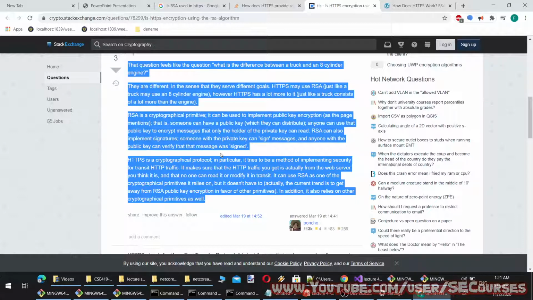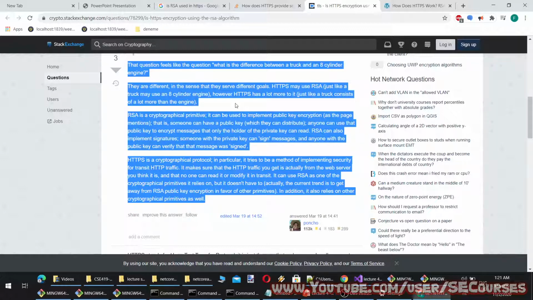RSA is a cryptographical primitive. It can be used to implement public key encryption, as the page mentions, that is, someone can have a public key, which they can distribute. Anyone can use that public key to encrypt messages that only the holder of the private key can read. RSA can also implement signatures. Someone with the private key can sign messages, and anyone with the public key can verify that that message was signed.